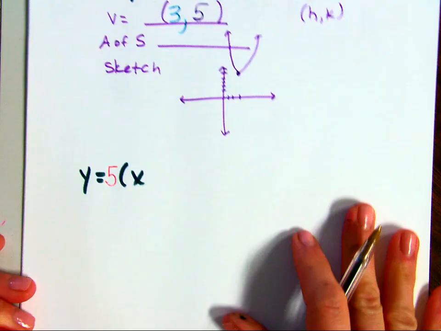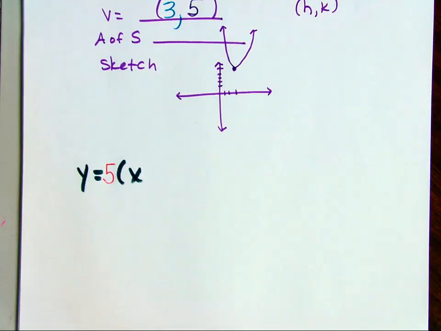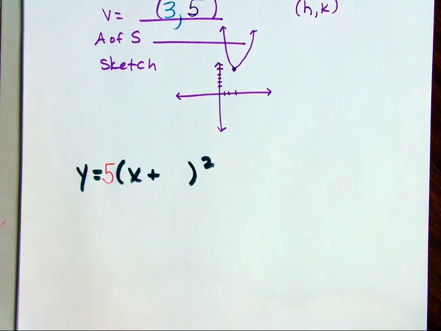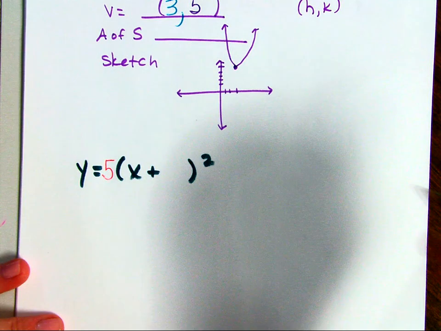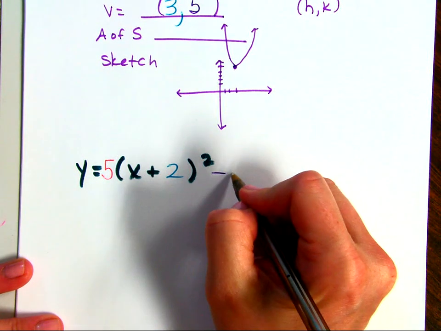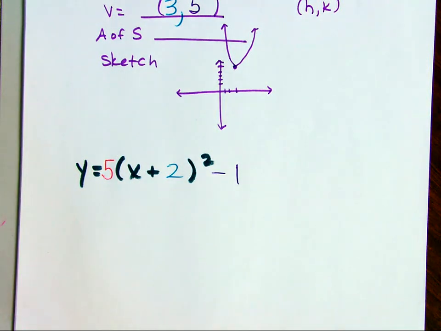Wait, what's the axis of symmetry? We're going to do that in one second. Yes, x plus, this one I'm going to make a plus, and we're going to make this a 2, and we'll do this one minus 4, or minus 1.